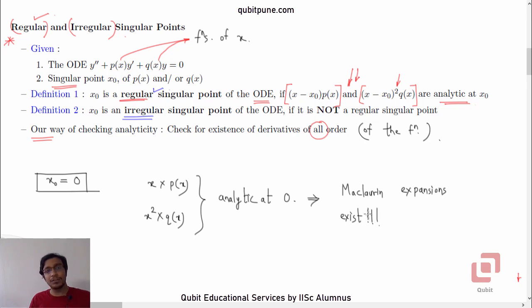So regular singular point means x into p of x and x squared into q of x are both analytic, even though the original functions may not be analytic at that particular point. And if these two conditions or criteria are not met, we call that singular point an irregular singular point. Let us now solve some examples on this.